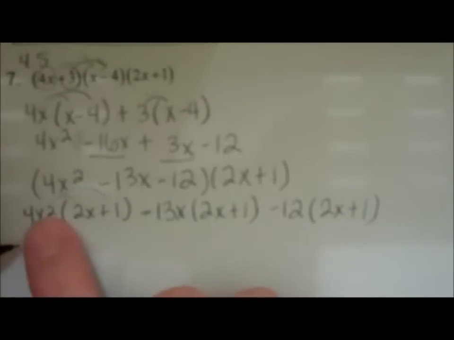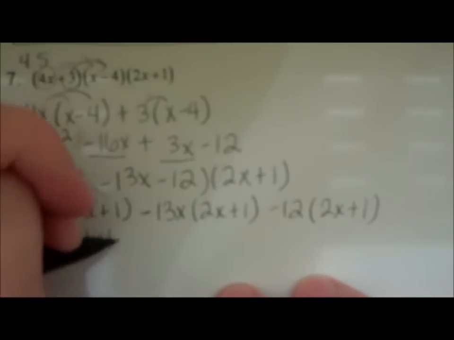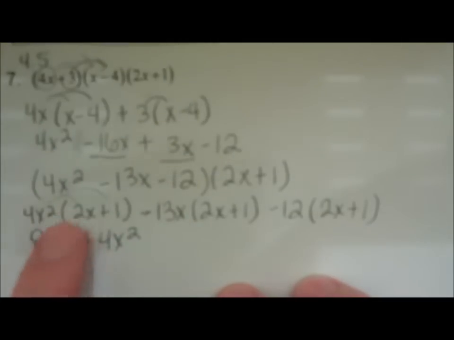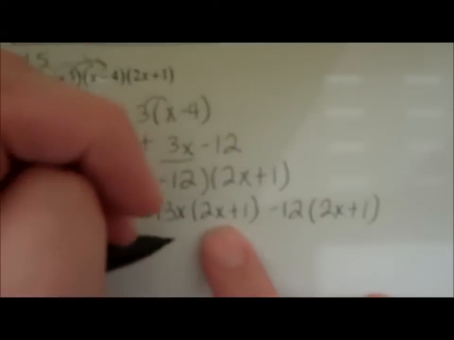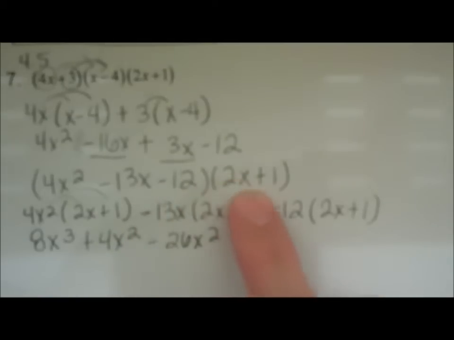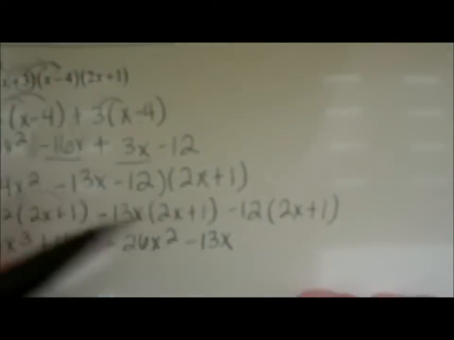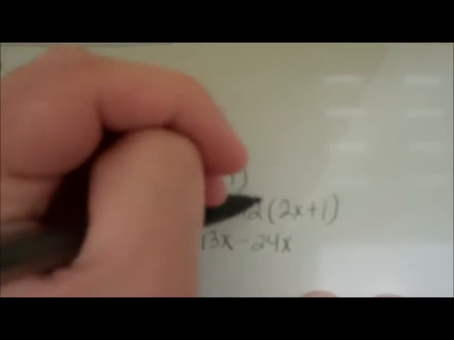So we got 4x squared times 2x is 8x cubed. 4x squared times 1 is positive 4x squared. Negative 13x times 2x is negative 26x squared. Negative 13x times 1 is negative 13x. Negative 12 times 2x, negative 24x. Negative 12 times 1, negative 12.